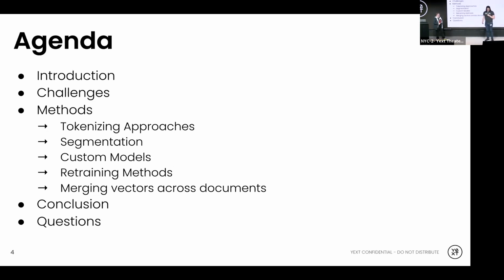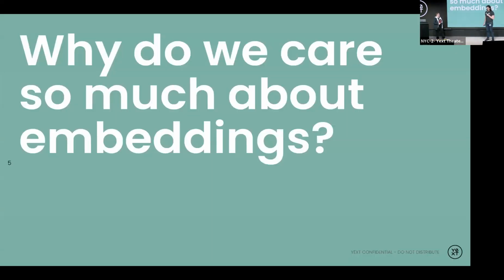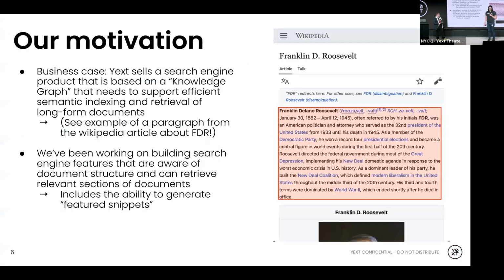All right. So first of all, why do we care so much about embeddings? The answer is because we have a product that needs to search documents. It is a search engine, and you can buy it. And we want to make it good. So that's why we want to make these things better.